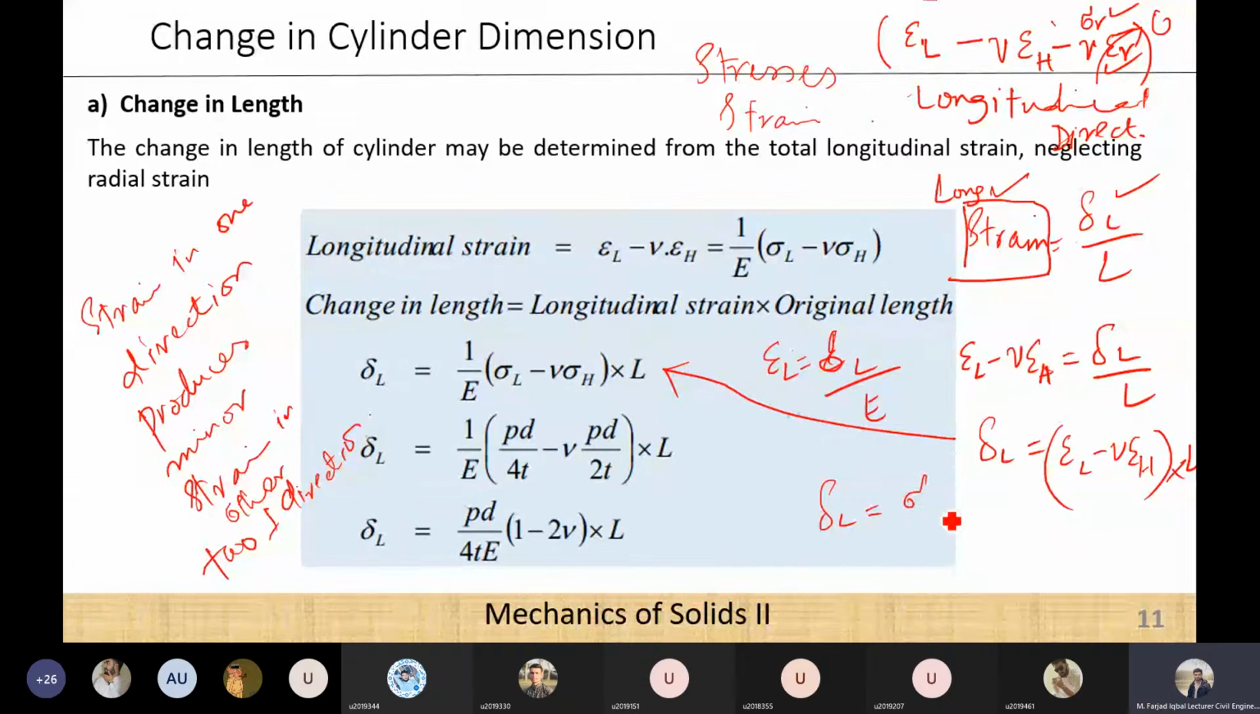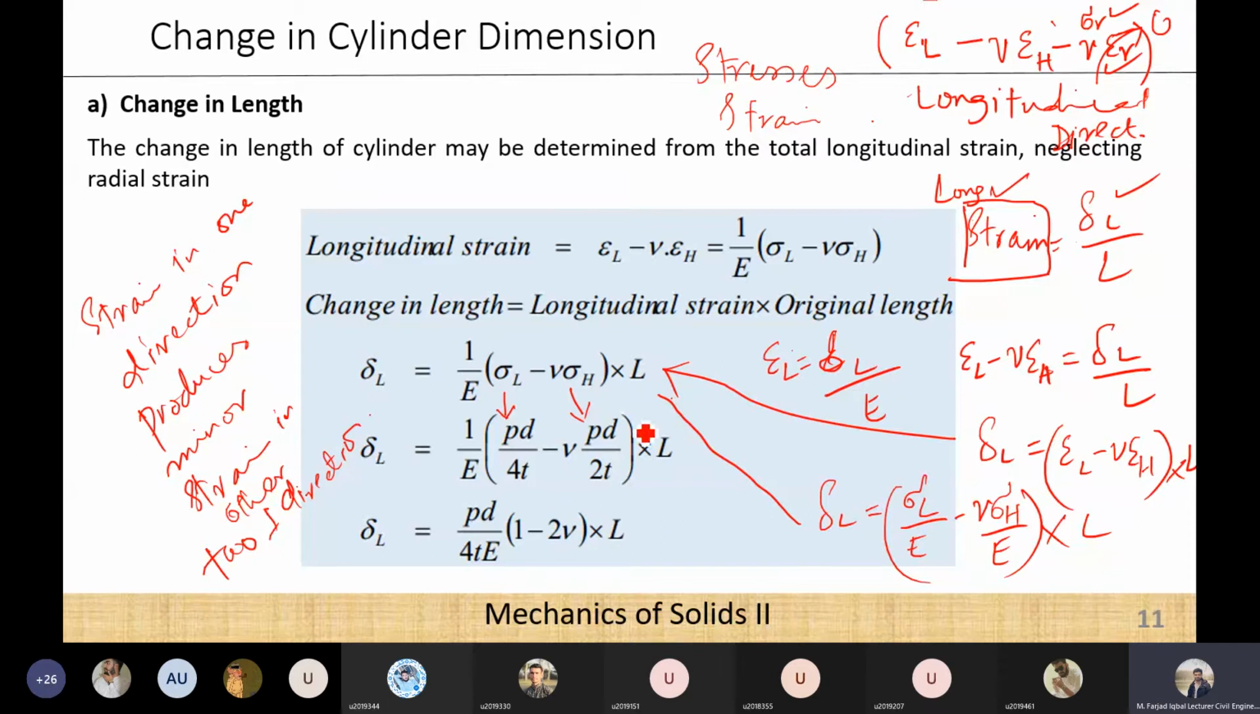Now this is one expression in terms of stresses. Why have I written it in terms of stresses? Because we have some direct formulation to calculate the stresses, which we derived in yesterday's class. So this is the same expression in which I have taken the modulus of elasticity as common, and for change in length we have this one. Now if I substitute the values of longitudinal stress, which was PD over 4T, and for hoop stress our expression was PD over 2T, and further on simplification we will finally get this particular expression for change in length.